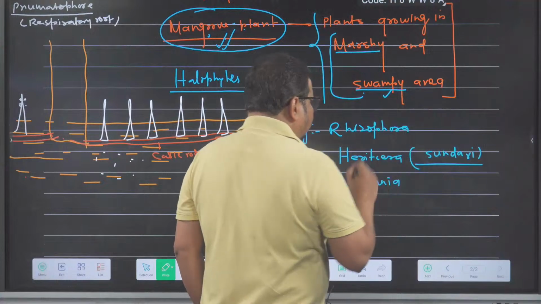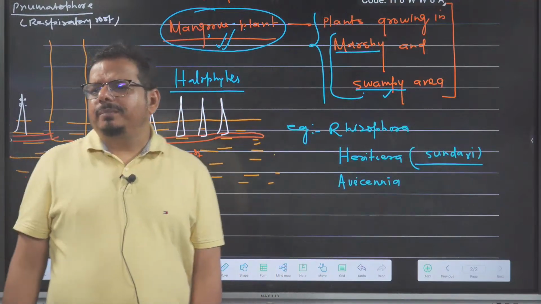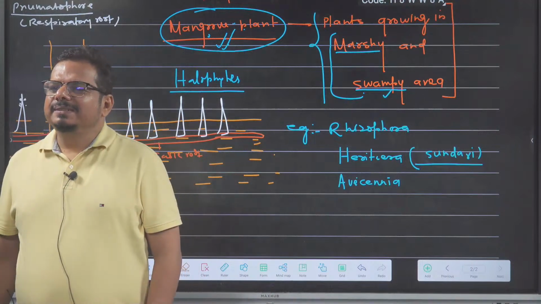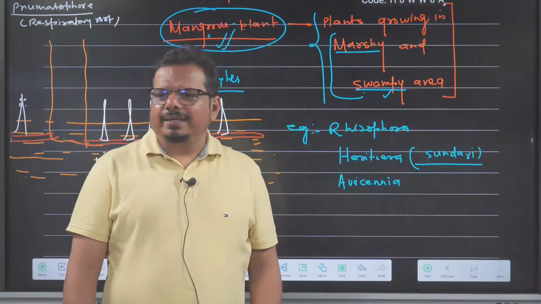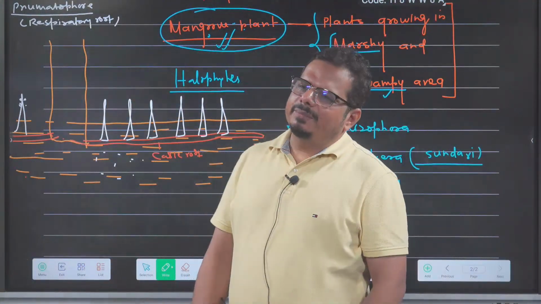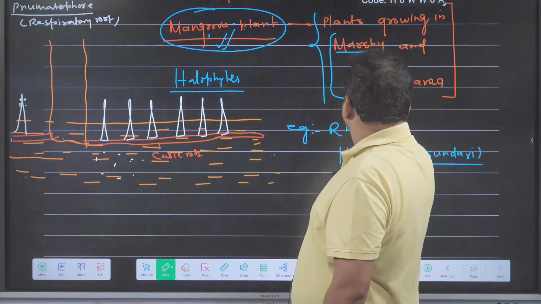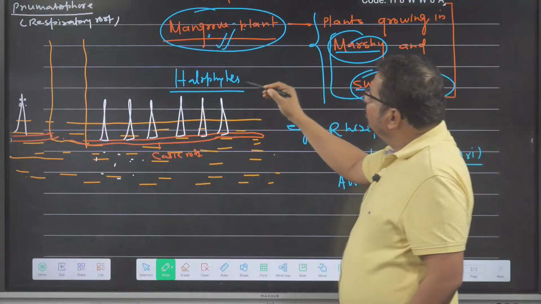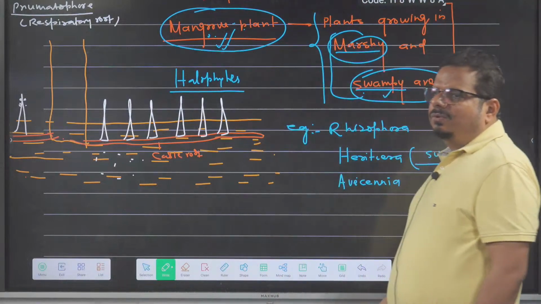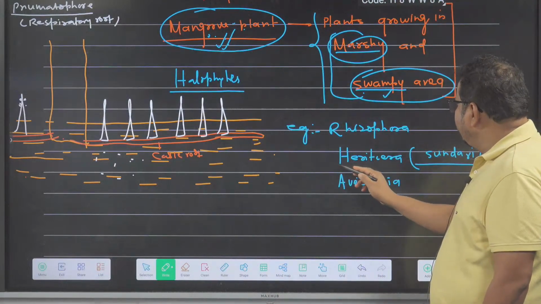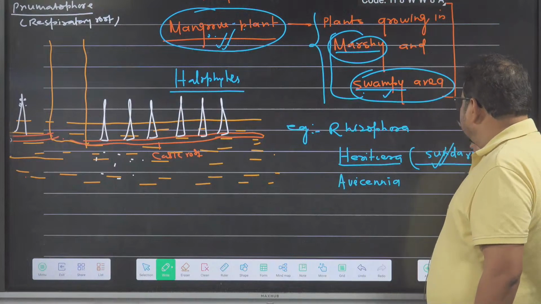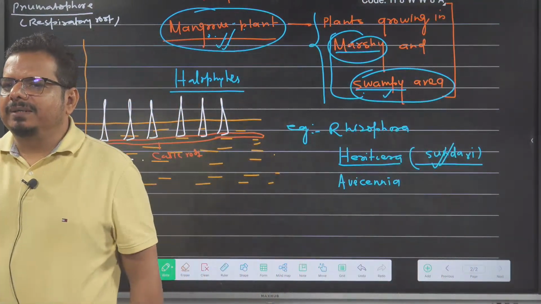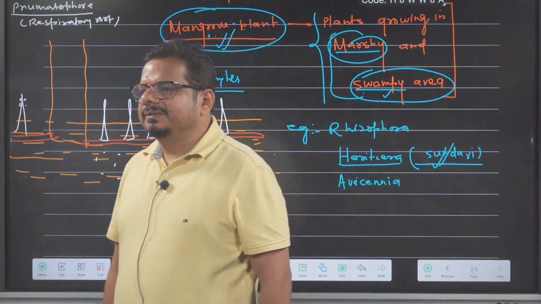Have you heard about the name Sundarban Delta? The Sundarban Delta is a delta formed by the rivers Ganga and Brahmaputra, and in this area marshy lands and swampy areas are there, and a lot of mangroves are present. This Sundarban Delta is dominated by the Heritiera, Sundari plant. So a lot of Sundari plants are there, hence the name Sundarban came. I hope you understand it.